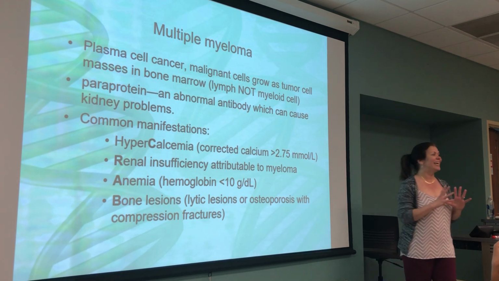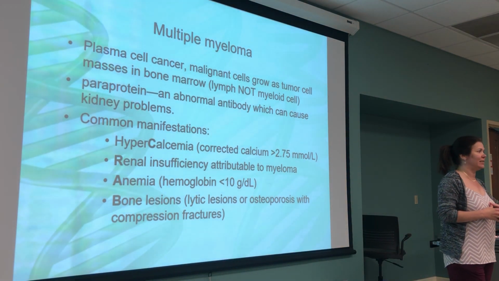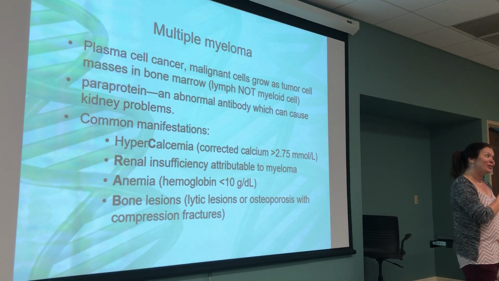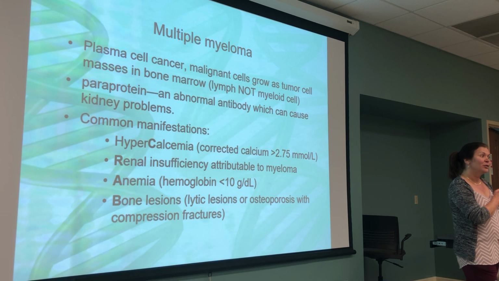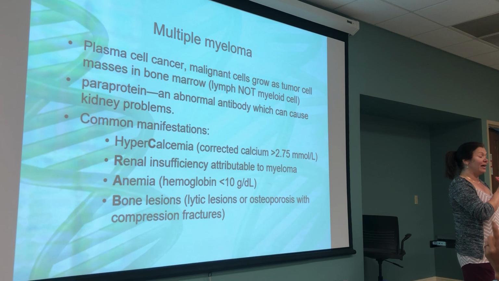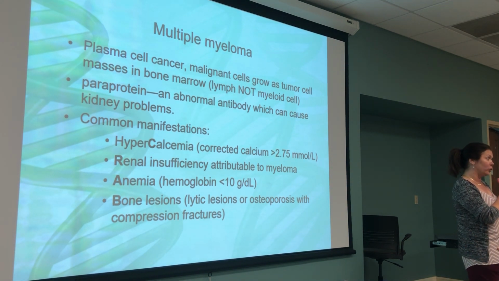Multiple myeloma is the cancer of the plasma cells. Remember that for the myeloid lineage, which ones do you have? You have the aplastic anemias, you have the AML, the CMLs, right? And all the myeloproliferative disorders.